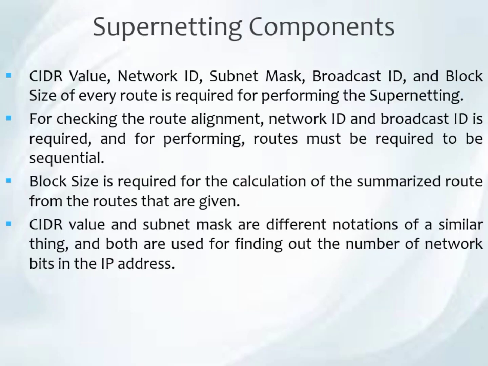Now let us look at the supernetting components. CIDR value, network ID, subnet mask, broadcast ID, and block size of every route are required for performing supernetting. For checking the route alignment, network ID and broadcast ID are required, and for performing supernetting, routes must be sequential. Block size is required for calculation of the summarized route from the routes that are given. CIDR value and subnet mask are different notations of the same thing, and both are used for finding out the number of network bits in the IP address.